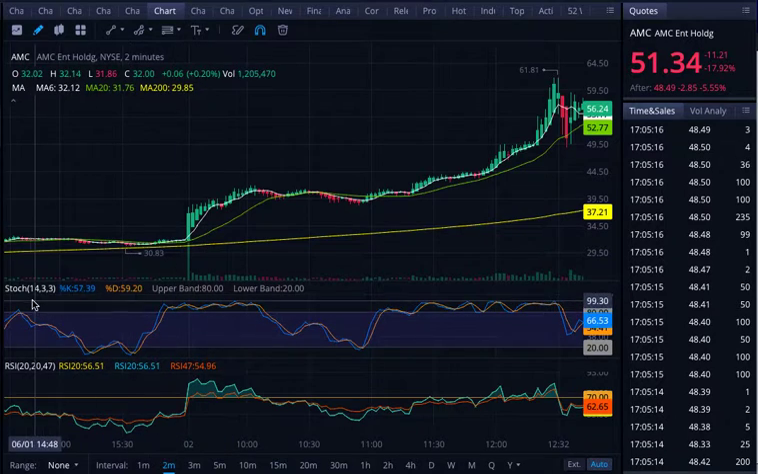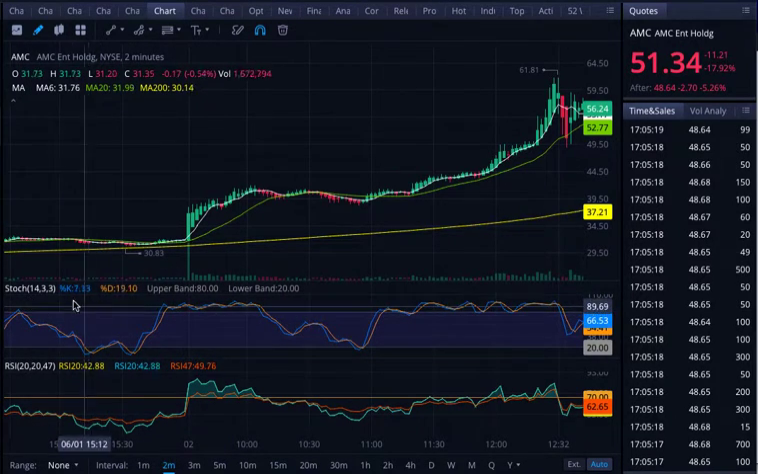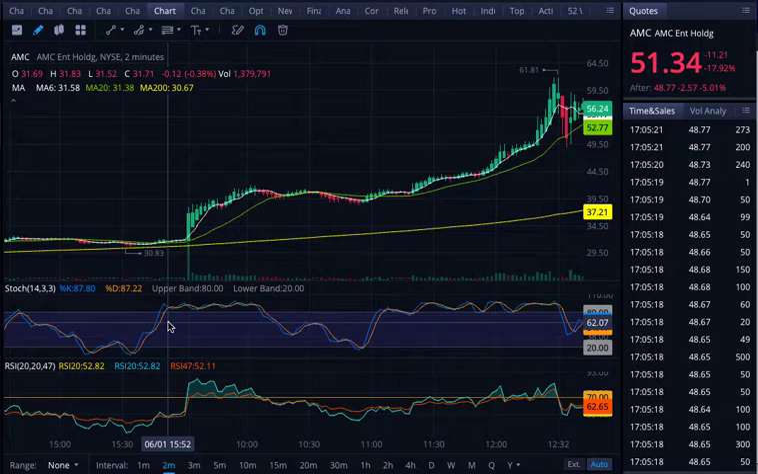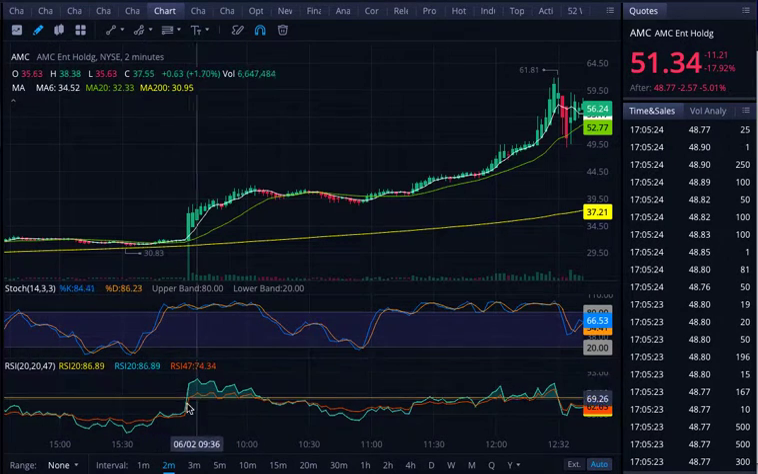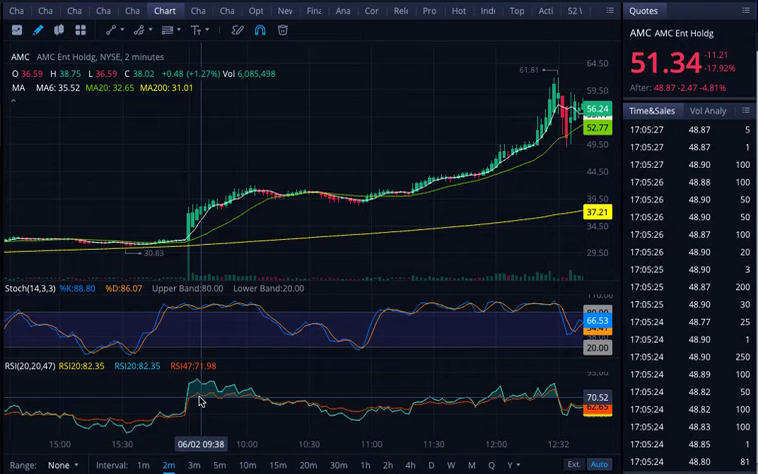Down here I have my stall set at 14 3 3, which is standard, and then I have my RSI. My RSI is set at 20/20/47. Well, you can pretty much set it to whatever you want, but this is how I like it.